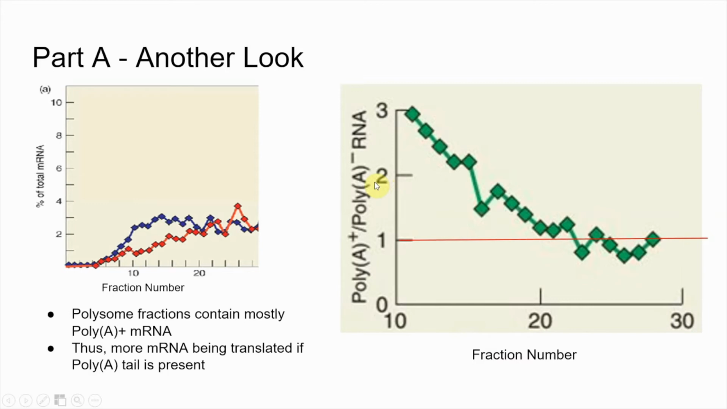Now the y-axis is different this time. Now we're looking at the ratio of poly-A plus over poly-A minus mRNA. So this means that each data point greater than y equals 1, shown in red here, signifies that that fraction has more polyadenylated mRNA than non-polyadenylated. So we can see quite a bit more clearly now that the majority of these fractions contain mostly poly-A plus mRNA, and therefore it is helping with translation.